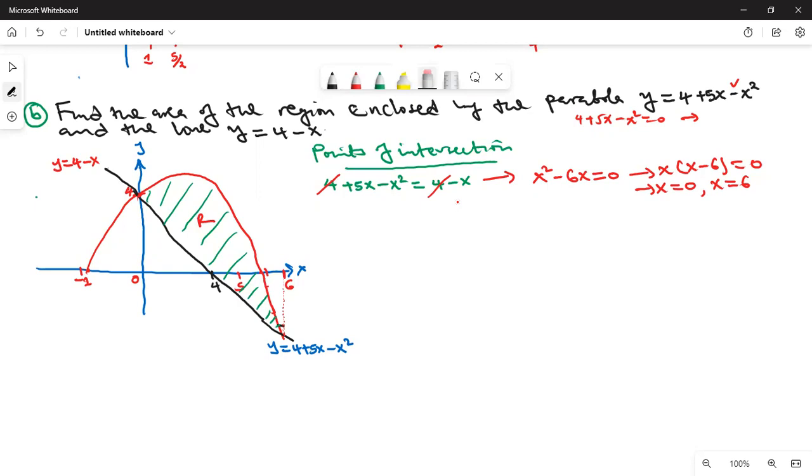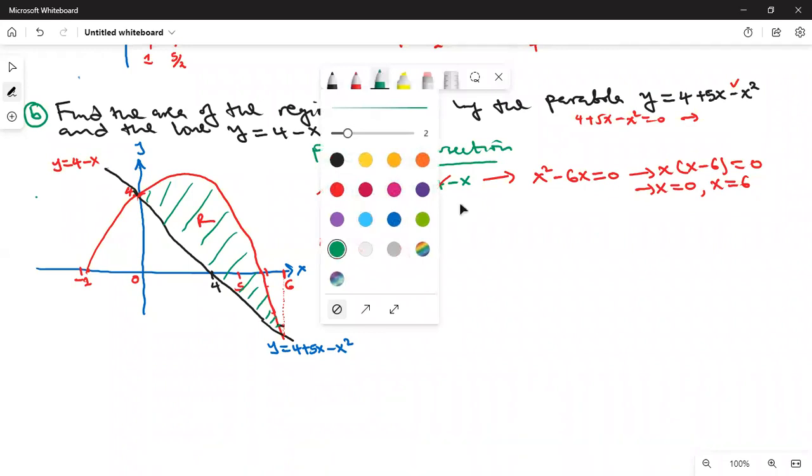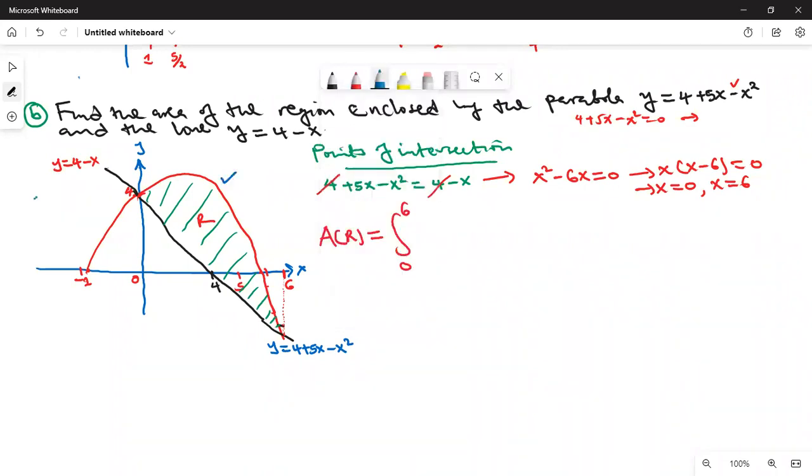So it means you're integrating from x0 to x6 so that now the area of the region R is equals to the integral from 0 to 6. Now, look at our region. The bigger one will be your f of x, the smaller one will be your g of x. So the bigger one is here, that's our f of x, and the line will be our g of x. So this is g of x, and this other one is f of x.